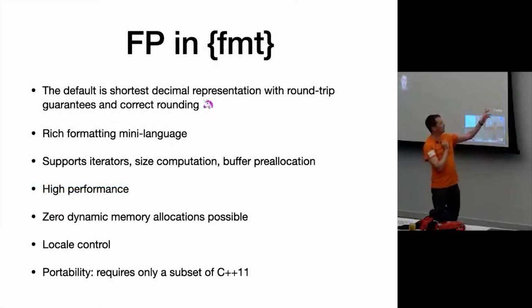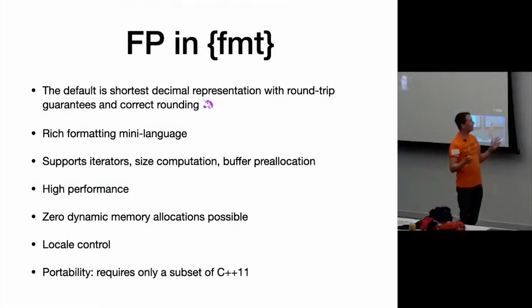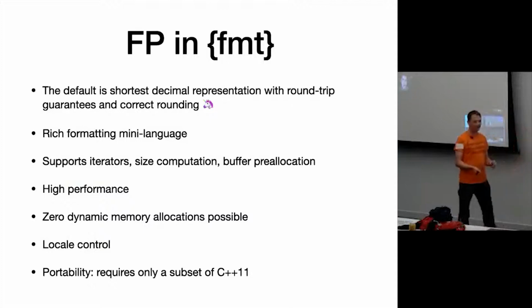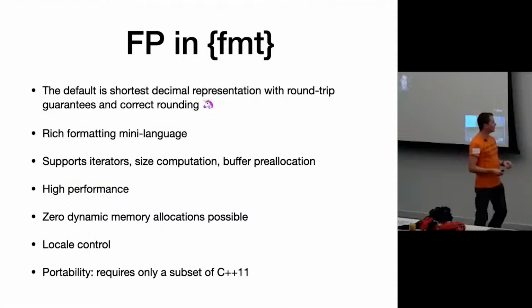So in FMT, as I said, we have all these nice properties. It's a unicorn algorithm. The default is the shortest decimal representation with round trip guarantees and correct rounding. There's rich formatting, a mini language, it supports iterators and a reallocatable buffer. So this is different from to_chars. You don't need to know the size of your buffer. You can do it in one go and avoid copying. In general, copying seems like a cheap operation compared to floating point formatting, but because this algorithm has become so fast, it actually matters now. You can avoid dynamic memory allocation and control the growth.